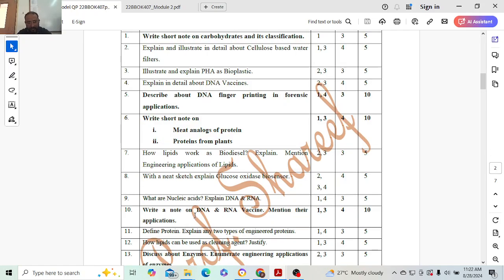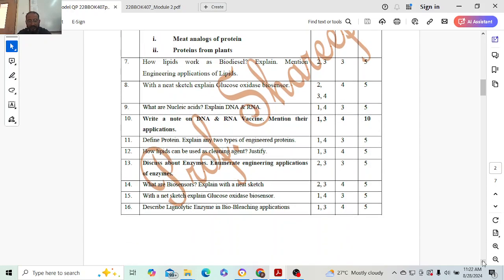Easy. Next, what are nucleic acids? Explain DNA and RNA. That we already discussed. You just have to explain what nucleic acids are. That will give you 1 mark, and 2 marks for DNA, 2 marks for RNA. It's a very general topic. You can explain whatever you find on the net, in notes, or in my videos.